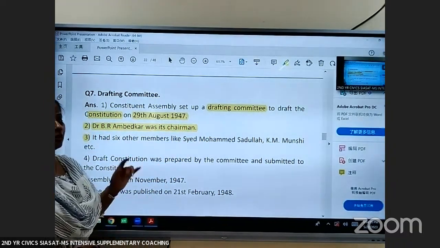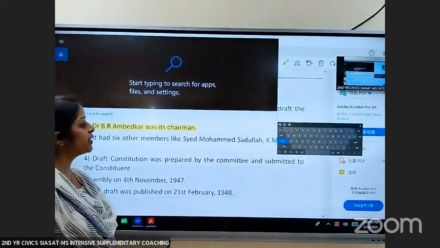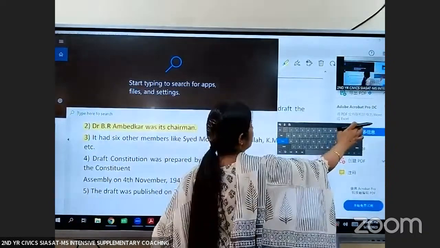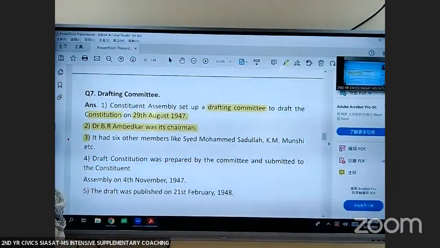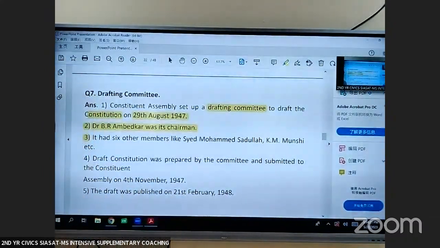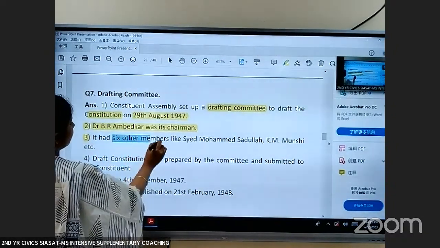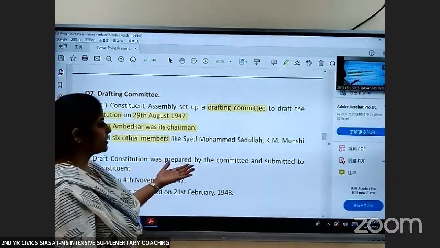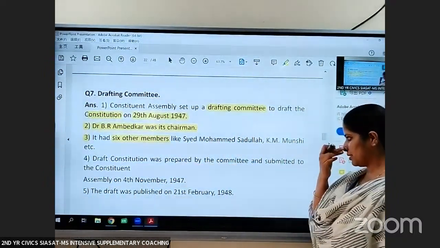Don't get confused. Dr. Rajendra Prasad was the president of Constituent Assembly, and Dr. B.R. Ambedkar was the chairman of Drafting Committee. This Drafting Committee had 6 other members like Syed Muhammad Saadullah, K.M. Munshi, some of the members.